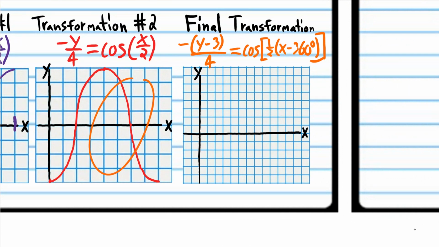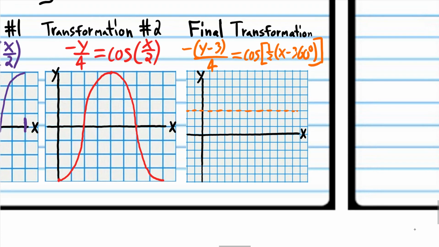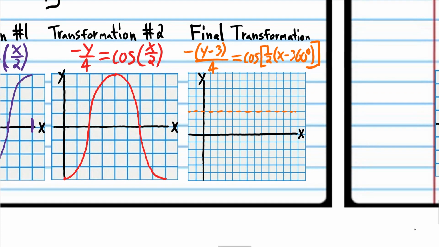So we're going to start from this graph, move 3 units up. So now I'm going to draw my midline. This is where the midline comes in handy. And we're going to move 360 degrees to the right. So 1, 2, 3, 4. That's 360.